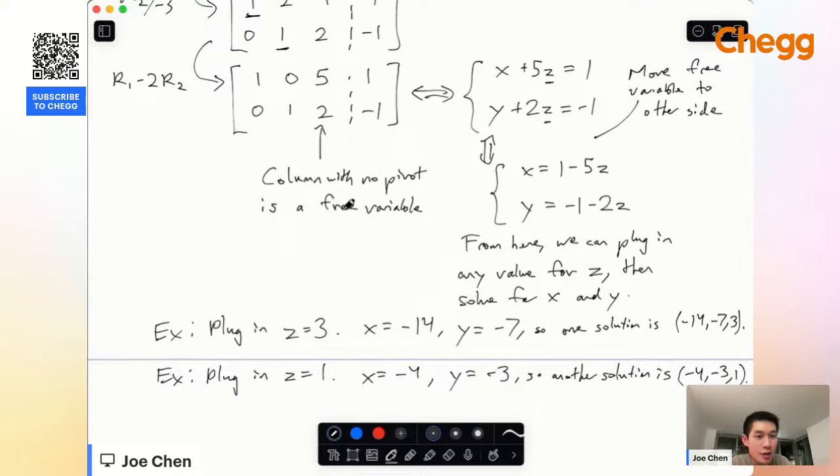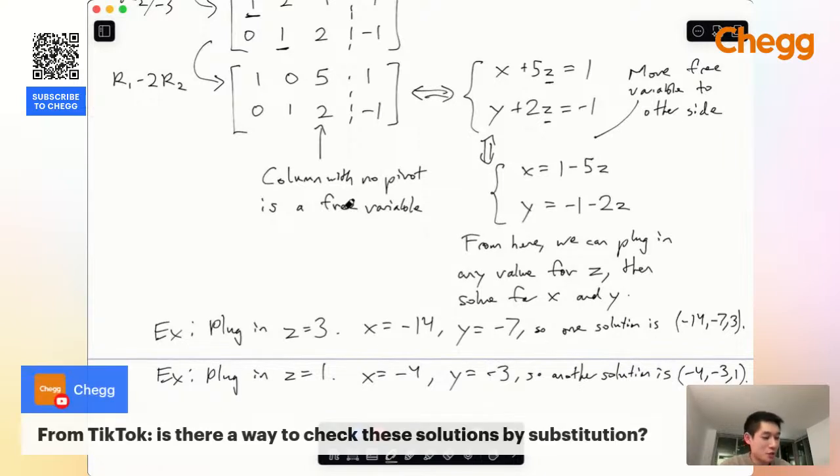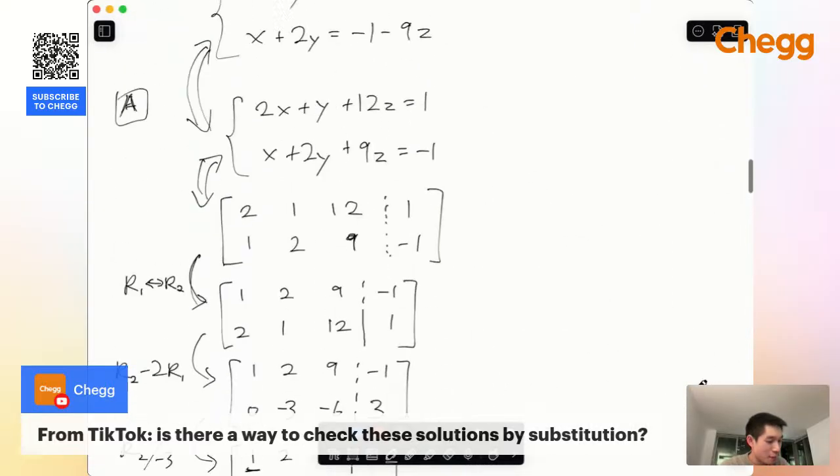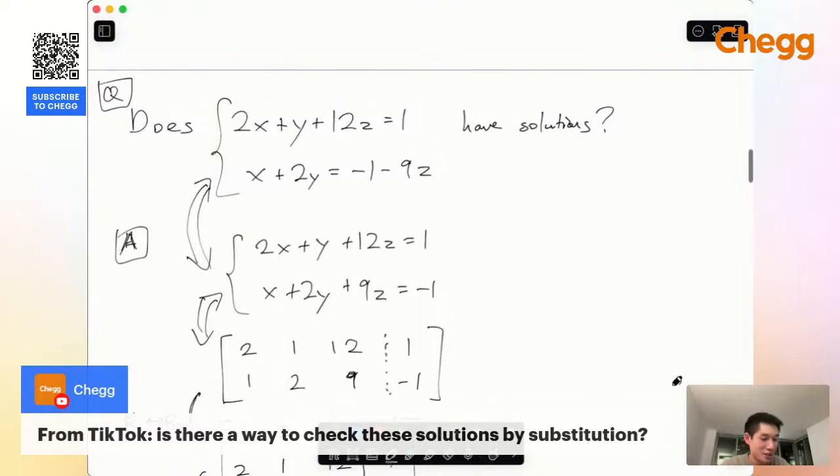From TikTok, is there a way to check these solutions by substitution? Yes, let's do that. So here is what I claim to be a solution. X, Y, Z is -4, -3, 1. Let's see if we can plug that in and check that it really does solve this. And this will be the test for me, since I don't know right now if I did everything correctly, but let's hope that I don't embarrass myself here.